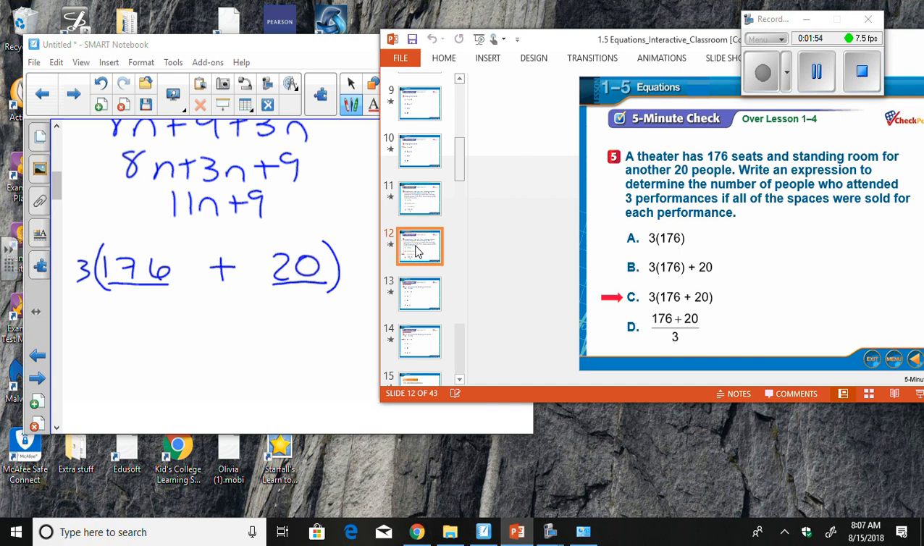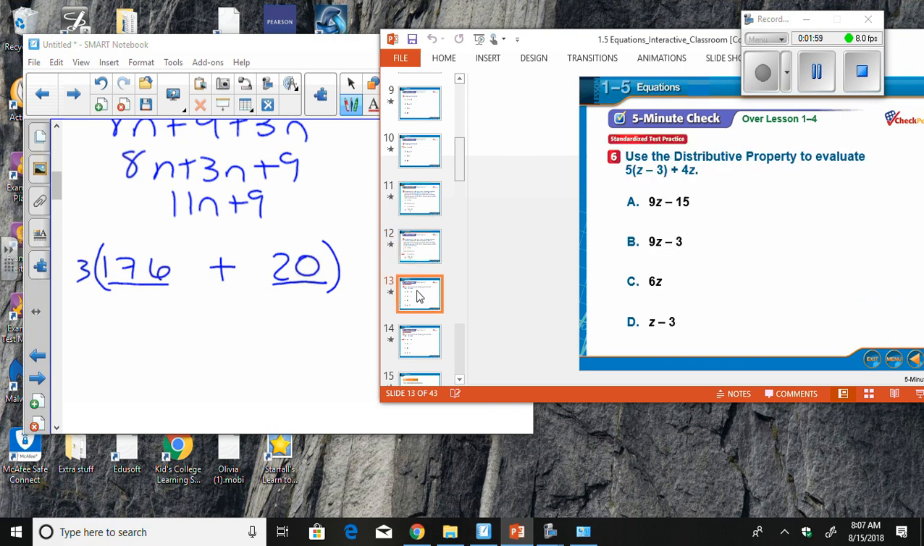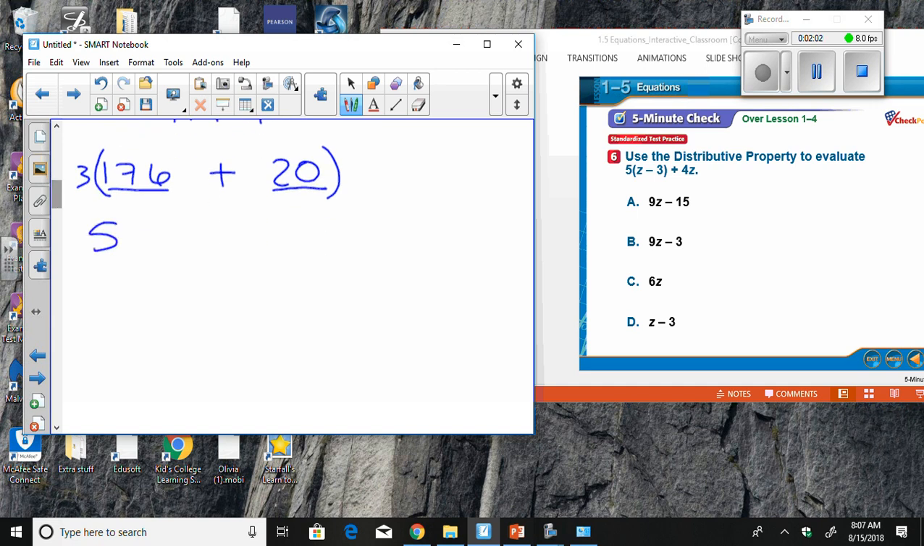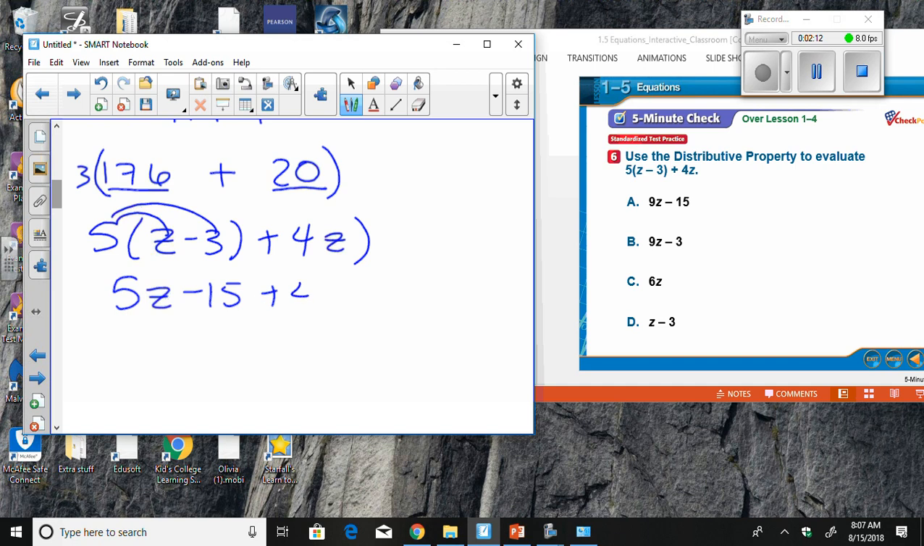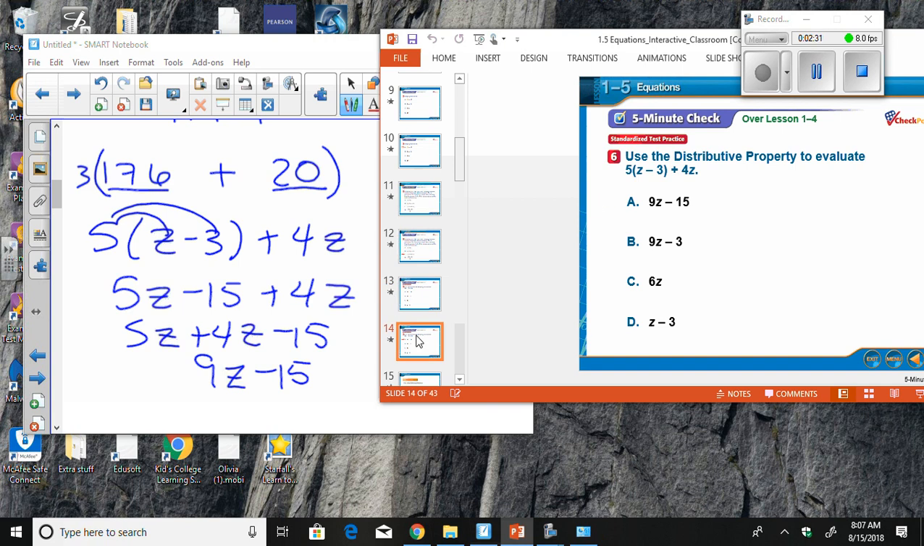Sorry, C, I don't know what I was thinking here. Use the distributive property to evaluate 5 times z minus 3 plus 4z. So distribute that 5, we get 5z minus 15 plus 4z. Commutative property, so we get 5z plus 4z together minus 15, so we get 9z minus 15. Okay.